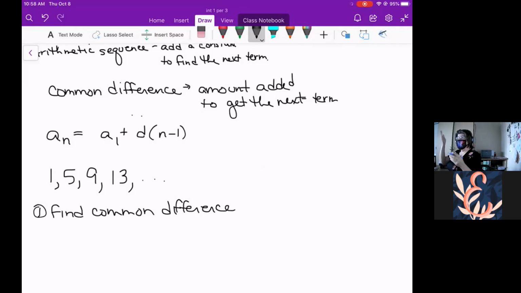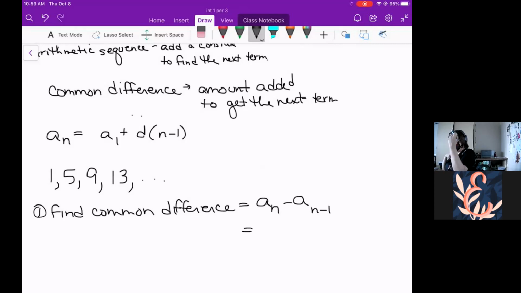So just, you know how for finding the ratio, like we did on the warm-up, we took a term and then divided it by the one in front of it to get what it was being multiplied by? For this one, we're going to take the term and subtract the one in front of it. So you pick a term minus the one in front of it. So pick any two terms.